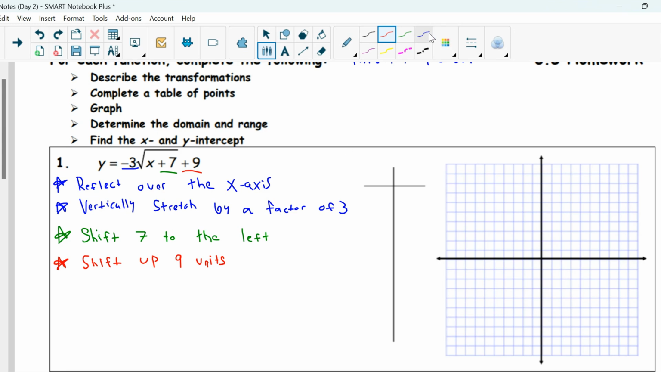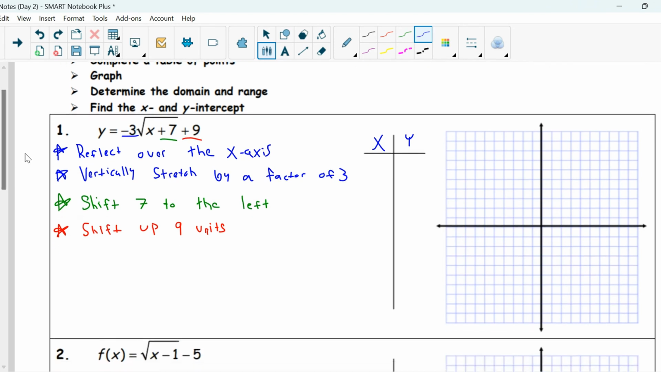The next thing it wants us to do is create a table. So I've got x and y values. Remember, you really can pick any x values that you would like, but I'm going to cheat and choose just a couple of easy ones. For your x values, you are just going to substitute those x values into your function to find your y values. Substituting in -7 gives me 9. -6 will give me 6. -3 will give me 3. 2 will give me 0. And 9 will give me -3.